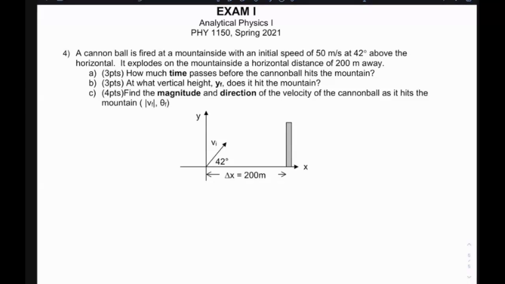This is a review of question 4 in exam 1. A cannonball is fired at a mountainside with an initial speed of 50 meters per second at 42 degrees above the horizontal. It's shown in the figure below. It explodes on the mountainside, a horizontal distance of 200 meters away. Part A. How much time passes before the cannonball hits the mountain?